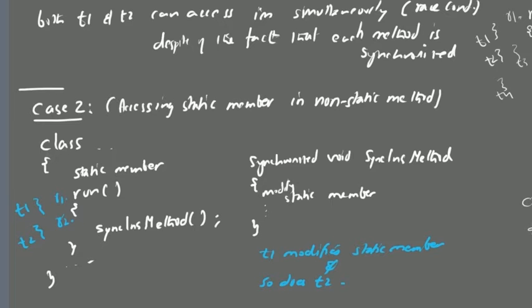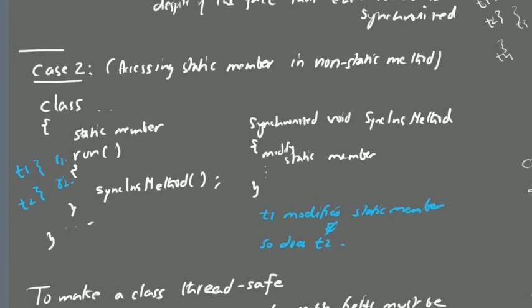Now case 2 is the one in which you access static members in non-static synchronized methods. So consider this example in which you have a static member, and the run is executed by T1 and T2 for different instances of this class, R1 and R2. Now T1 would be invoking this method, and T2 would be invoking this method, the synchronized instance method.